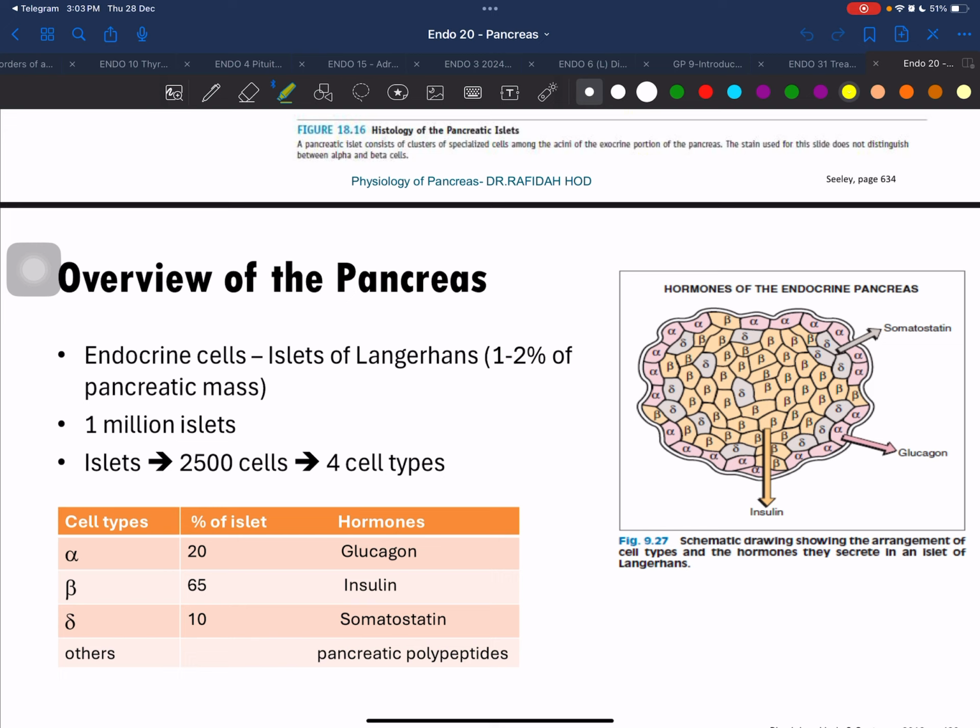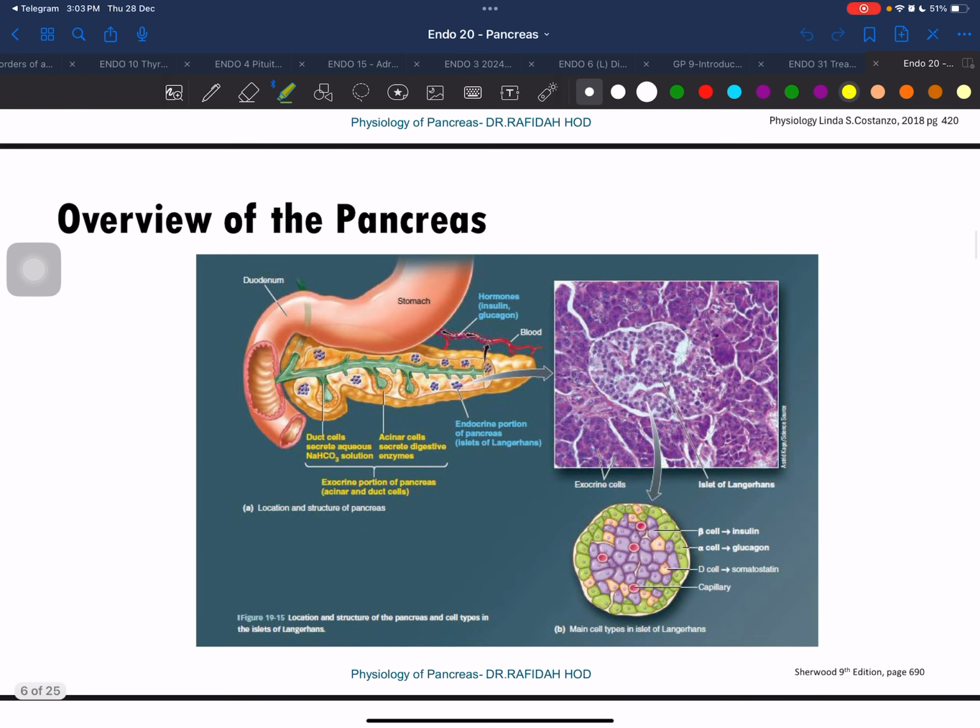So in distribution, this is beta cell yang paling banyak. So 65% of the islets are of beta cells which produce insulin. Okay. So pancreas ni insulin, glucagon, somatostatin. But of course, the major one yang kita nak focus is insulin, and then followed by glucagon.